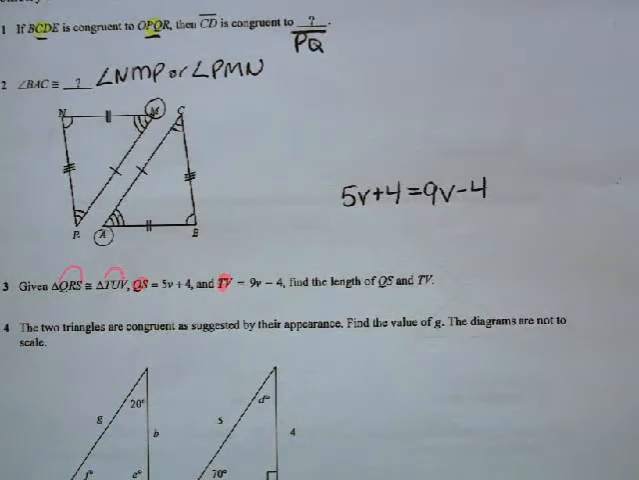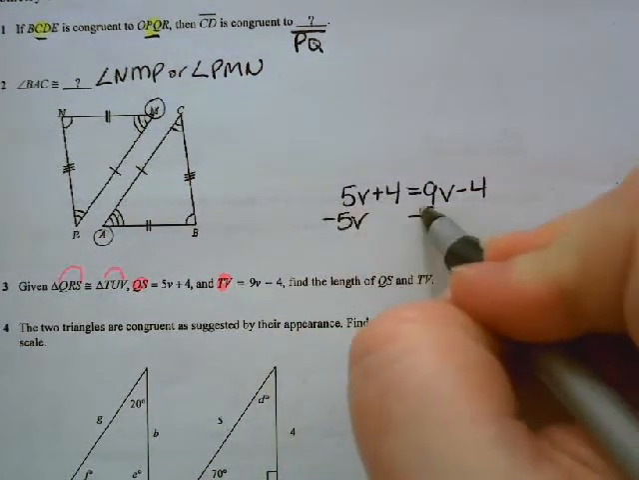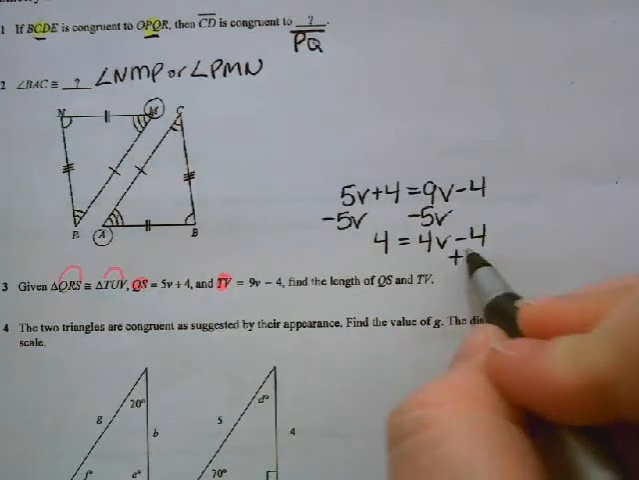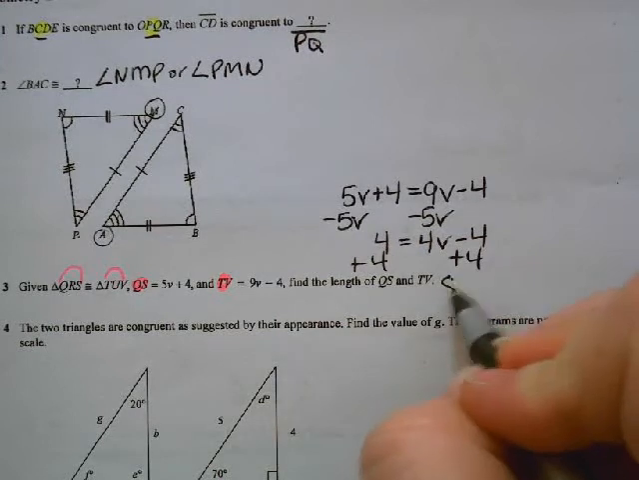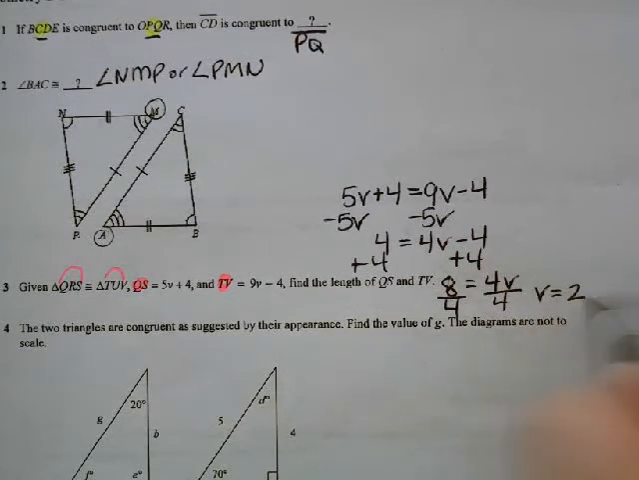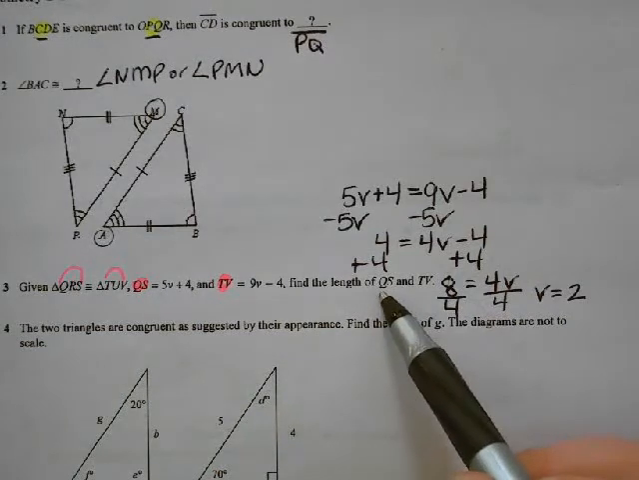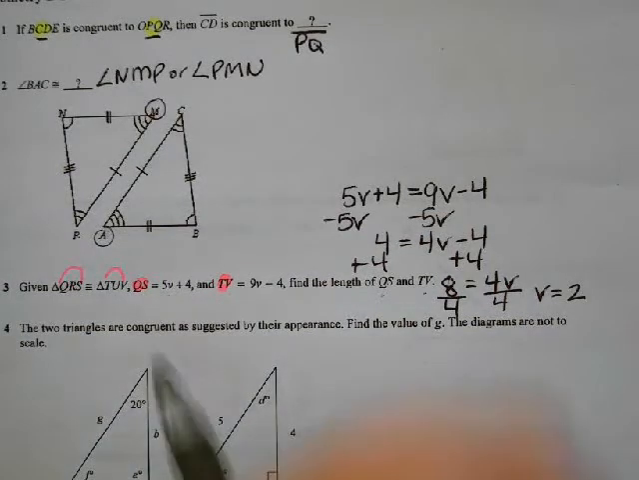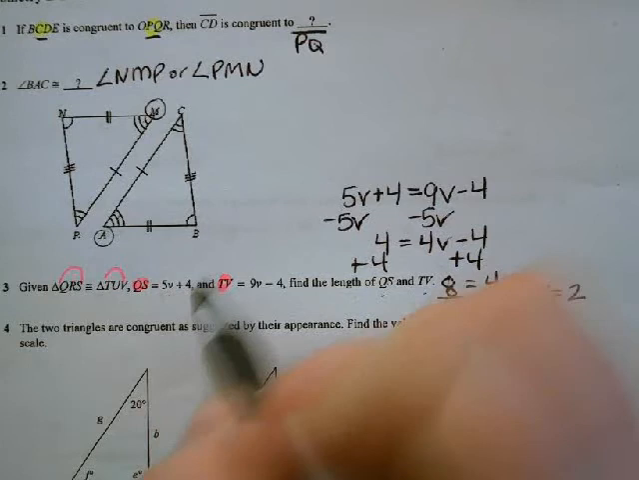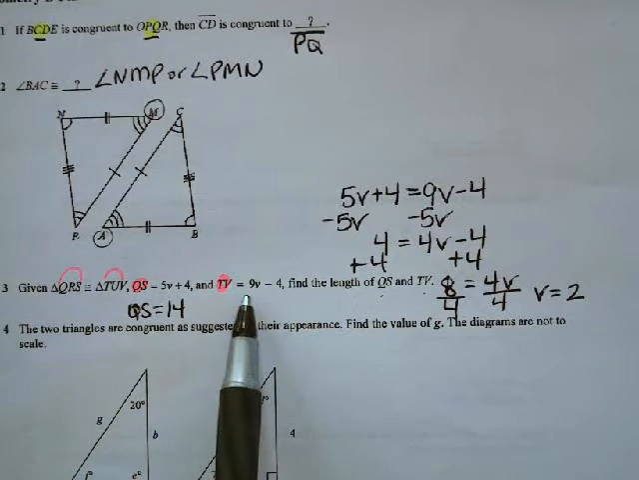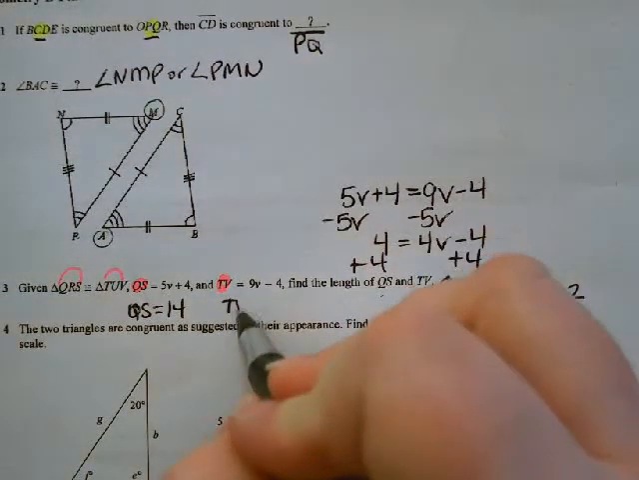We'll subtract 5V, 4V, we'll add 4, divide by 4. Alright, so we know that V is equal to 2, but we're not done. It asks for the length of QS and TV. So we want to go ahead and plug in V equals 2 in each of these. So 5 times 2 is 10, plus 4 is 14. 9 times 2 is 18, minus 4, TV. And we should expect them to be the same.